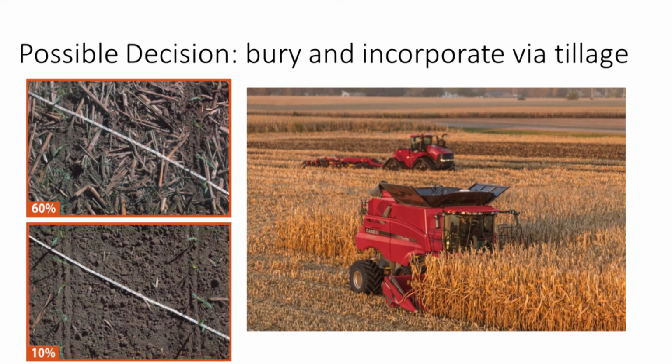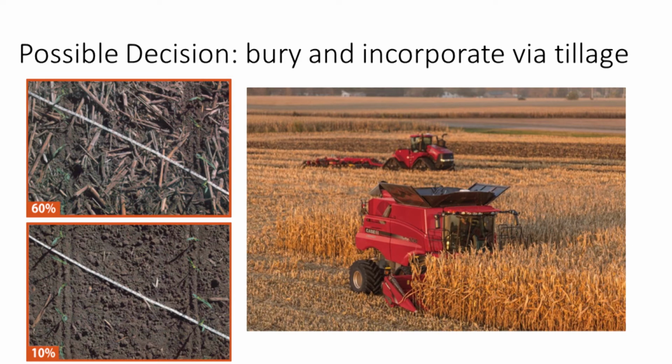But let's say they're going to go with very aggressive primary tillage. They're burying and incorporating. So you're going to go from, say, 60% residue cover. That's typically what you get after, say, no-till corn harvest or after a wheat harvest, you'll end up with something like 60% residue cover. And after primary tillage, no matter what implement is used, you end up with around 10% residue cover. Okay, so it's basically completely buried.